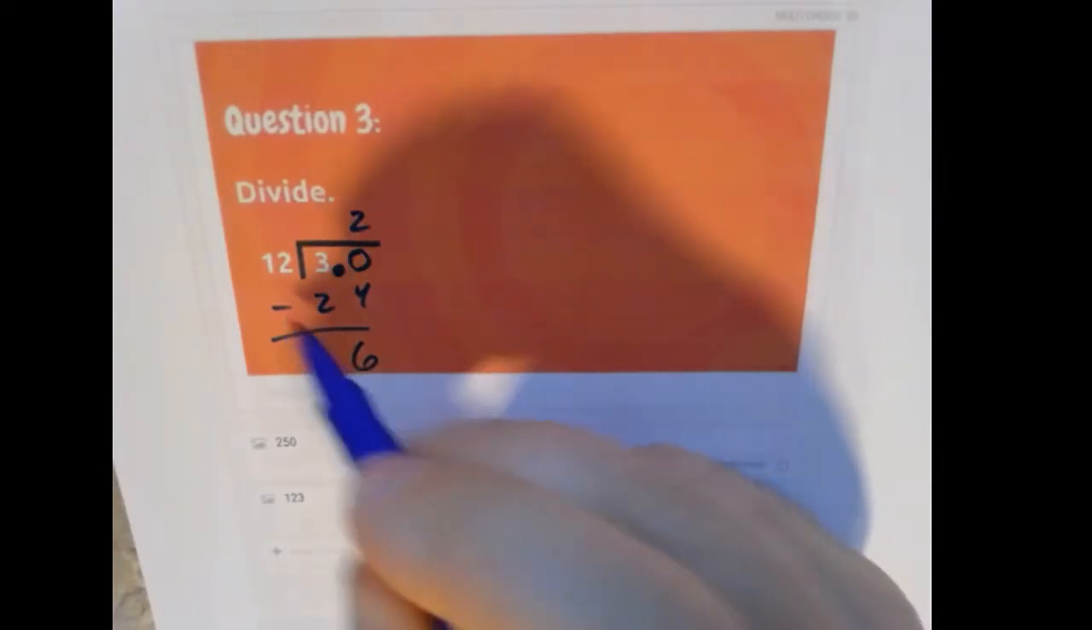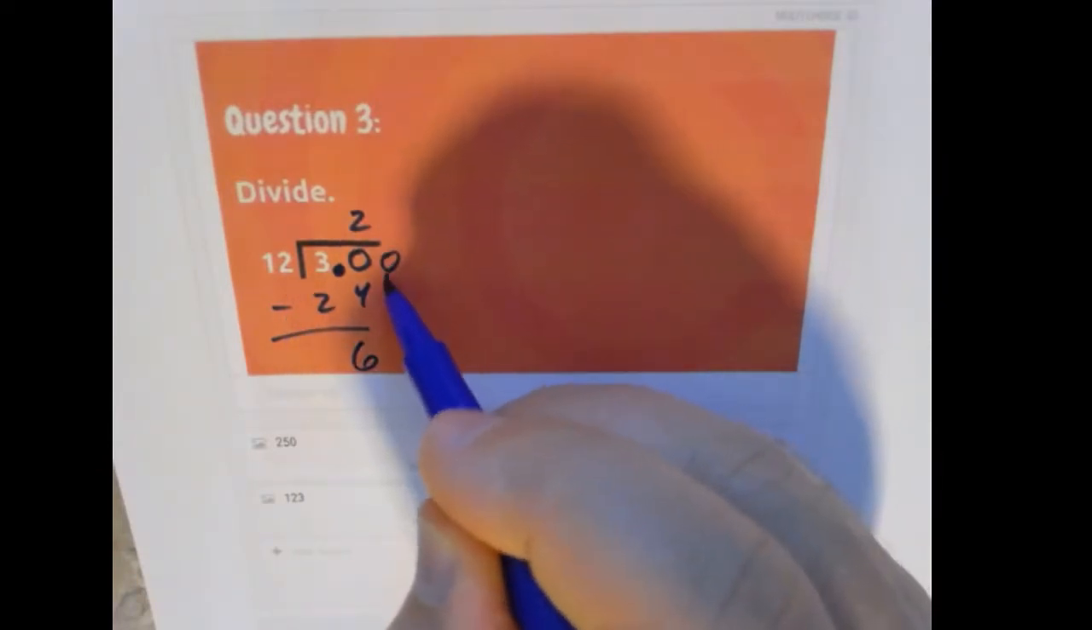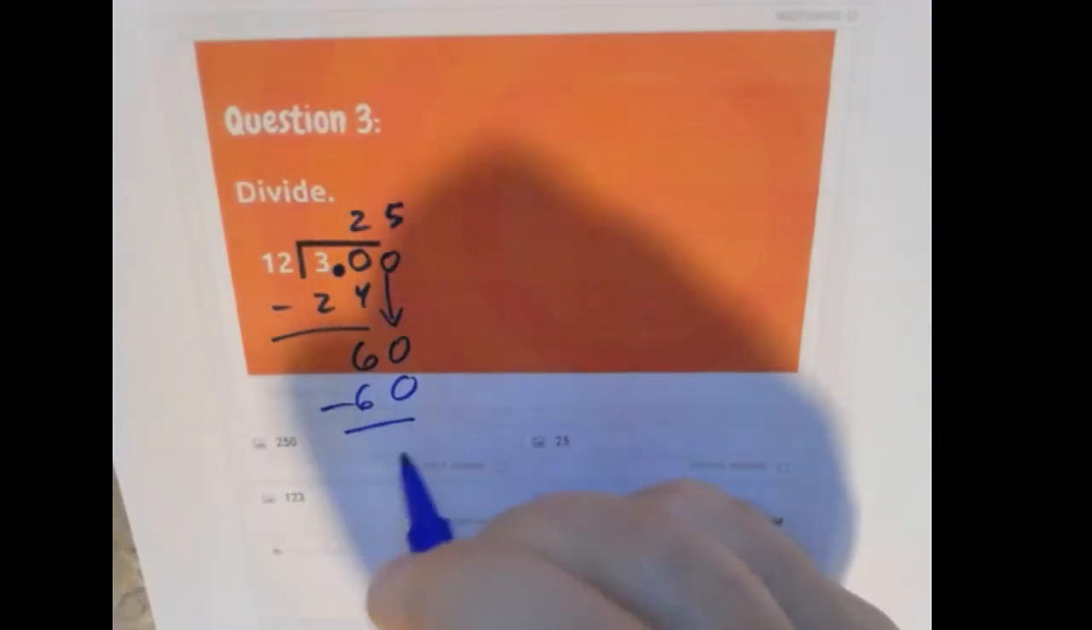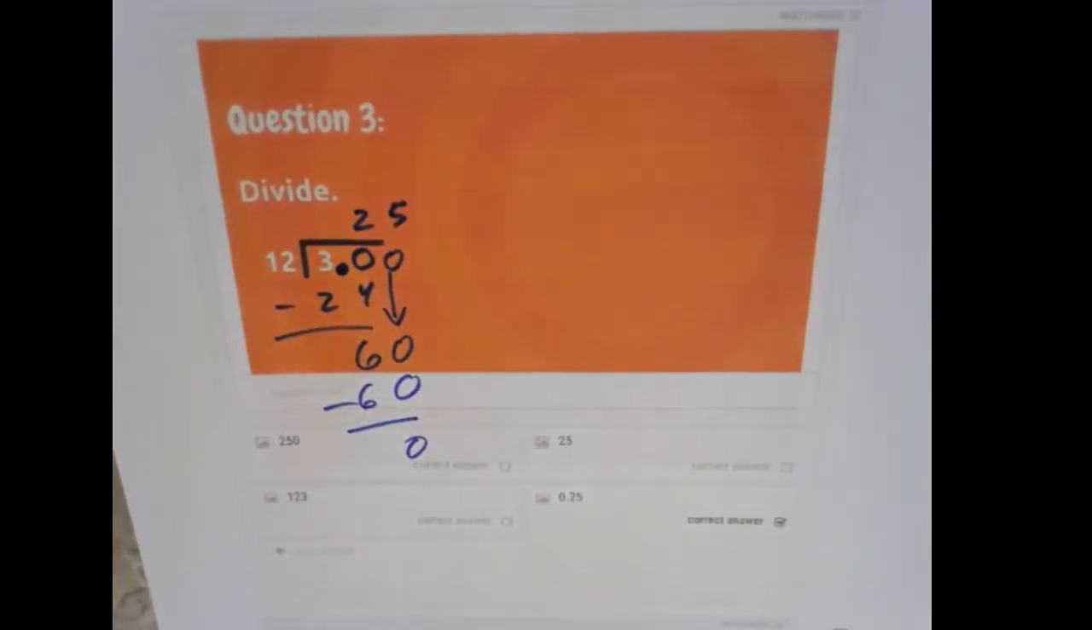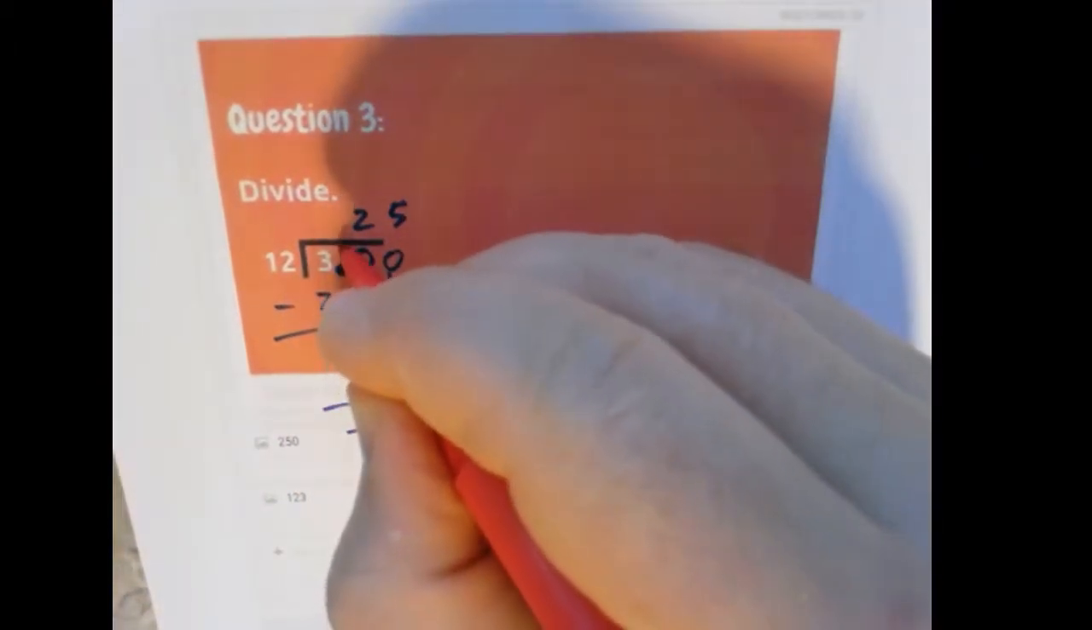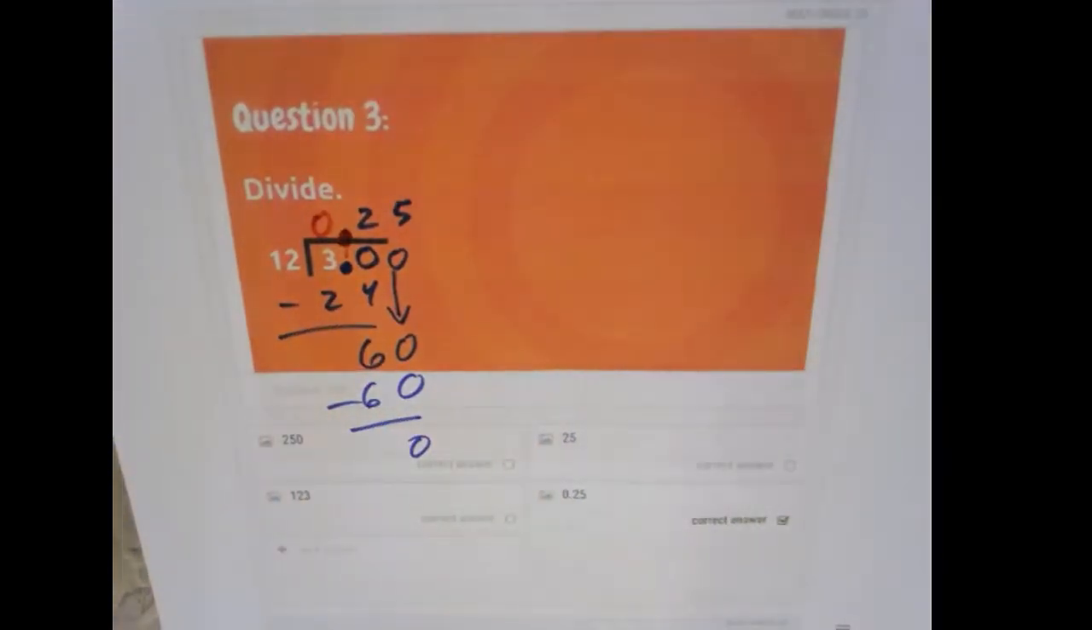30 take away 24 is 6. 12 does not fit into 6, but if we give another helper 0 here, does 12 fit into 60? 12 does fit into 60 5 times. 5 times 12 is 60. Find the difference. No remainder. So we are done. So where does the decimal go? It's going to follow straight up and end up right here. So we're going to have 0.25 is what we're looking for.